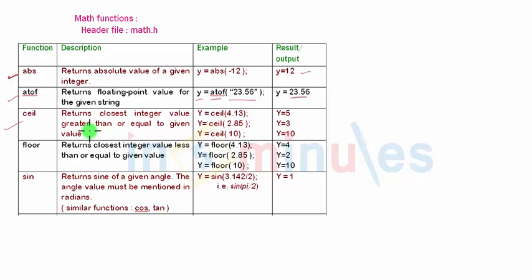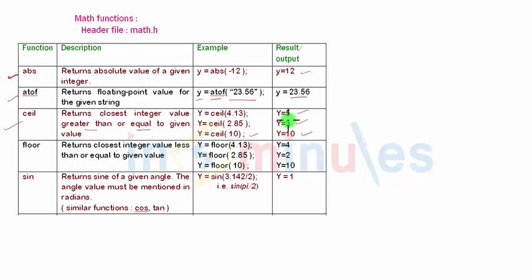Next is the ceil function. The function returns the closest integer value greater than or equal to the given value. Ceil is like ceiling, the upper value. For example, ceil of 4.13 will give me 5, the closest integer value which is greater than or equal to the given value. Ceil of 2.85 will again give me value as 3. So it is not rounding, it is just giving the upper or same integer value. Now ceil of 10 will give me same value 10 because it gives you greater than or equal to the given value.